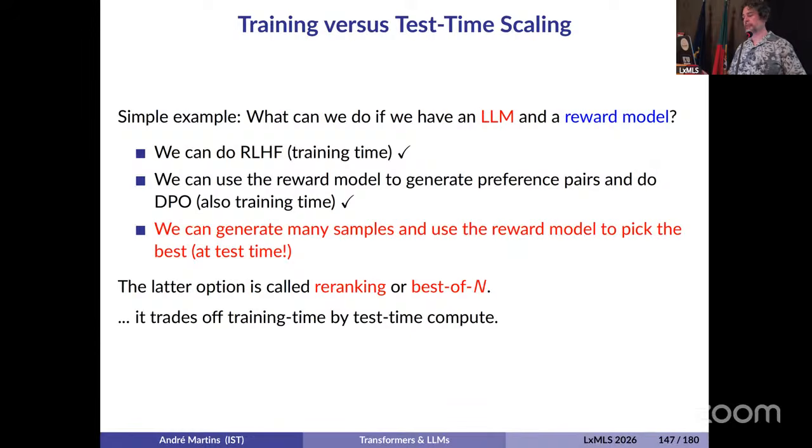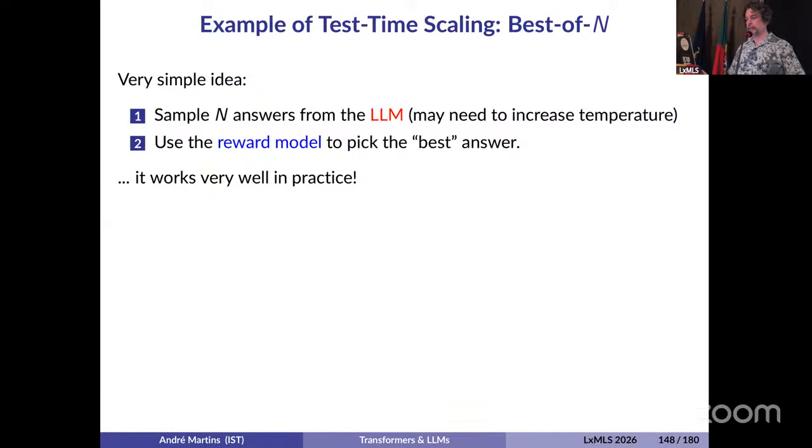It's better known as best of n in the LLM literature, but people were doing something similar in machine translation, and they called it re-ranking. And it's a very simple way of trading training time for test time compute. Now we don't generate just a single sample, you generate many, and you use your reward model at test time, but you don't need to put more resources in training time. We are trading off training time by test time.